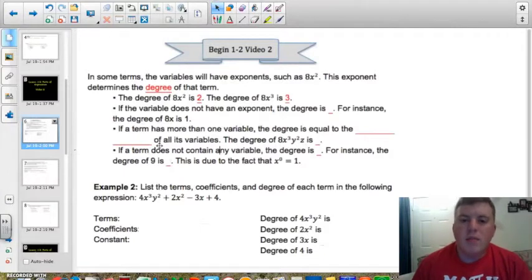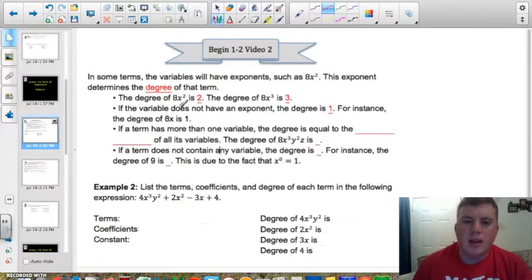Now, when the variable does not have an exponent, just like with our coefficient when there wasn't one and we used 1, our degree is going to be 1 as well. For example, when we have 8x, it's like we have an invisible 1 up top as the exponent, so our degree is going to be 1.